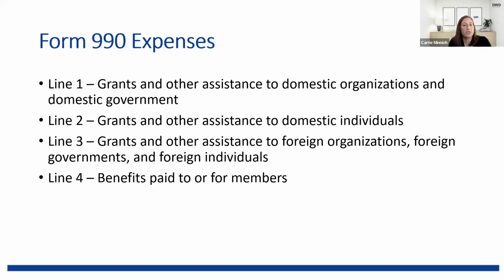Line 4 has to do with those membership organizations. So if you have members and you're paying some type of benefit for your members, that's where this line would go. That might be insurance benefits. If you provide some kind of insurance program for your members, it might go on that line.